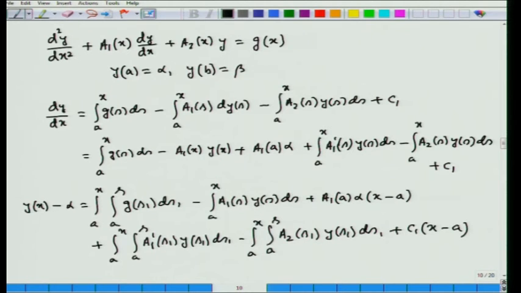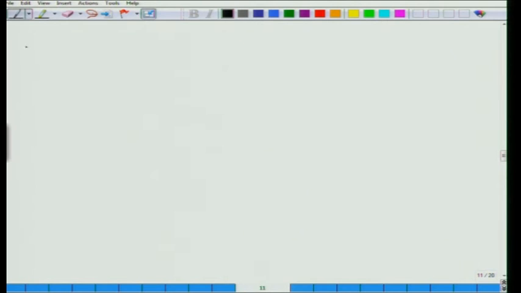Here, for a little bit of simplicity, I am substituting the limit without introducing c 1 x plus c 2. Again here we can apply the fundamental reduction formula, the successive reduction formula, to convert this double integral into a single integral, and we will be having y x minus alpha is equal to integral a to x, x minus s, g s ds minus integral a to x.